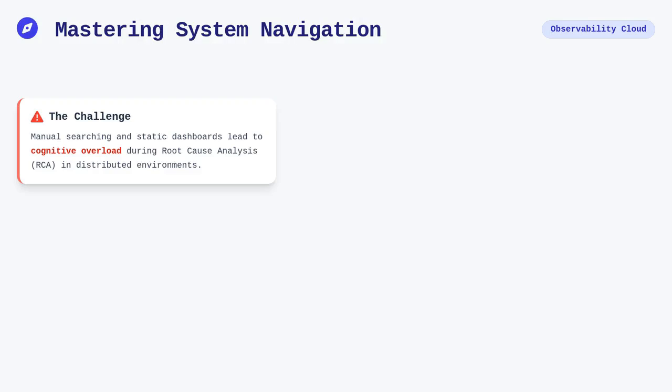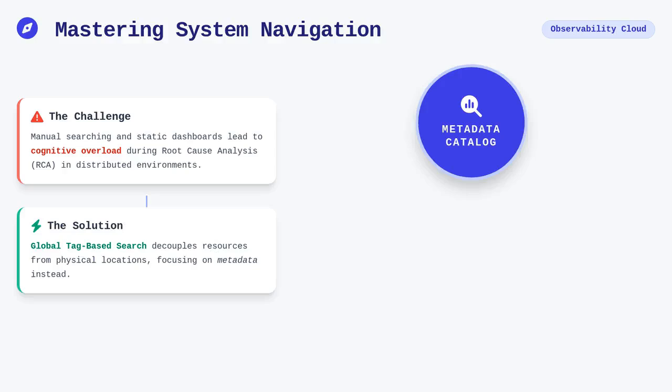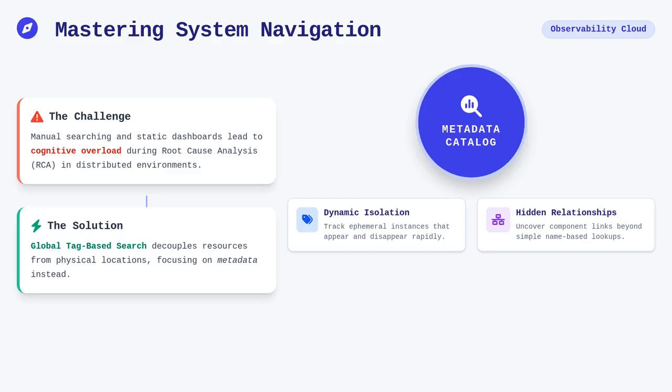The platform provides global tag-based search capabilities that allow you to isolate distributed resources based on their metadata rather than their physical location. By utilizing the platform metadata catalog, you can move beyond simple name-based lookups to uncover component relationships that might otherwise remain hidden. This is particularly useful when dealing with ephemeral instances that appear and disappear rapidly within your infrastructure.